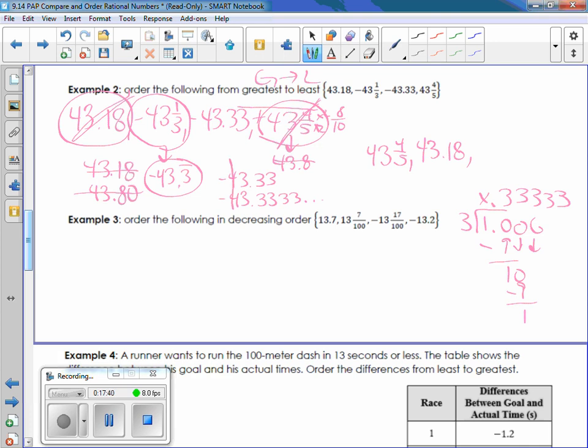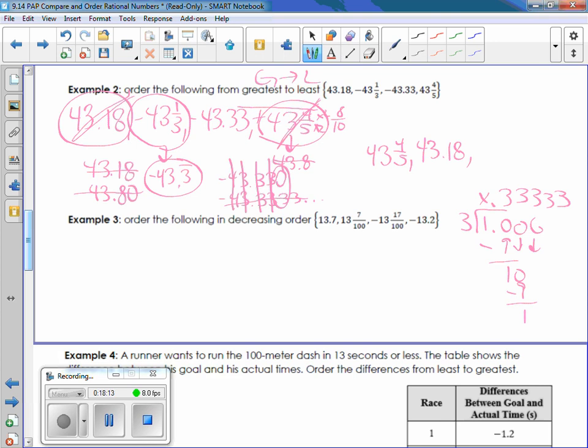So they're the same here, right? They're the same here. They're the same here. They're the same here. What would go after this 3 up here? A 0. So this is where they're different. 0 is less than 3, but what type of numbers are these? Negatives. So the more negative number is what number? Smaller. It's smaller, but the larger one, the 3. So the negative 43.3 or the negative 43 1/3 is smaller.